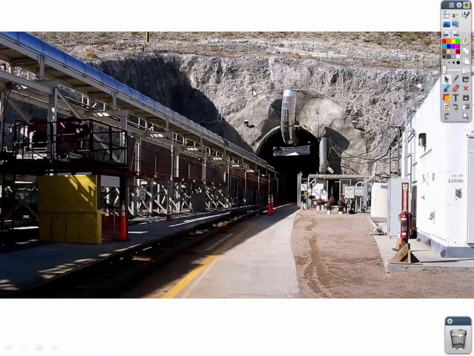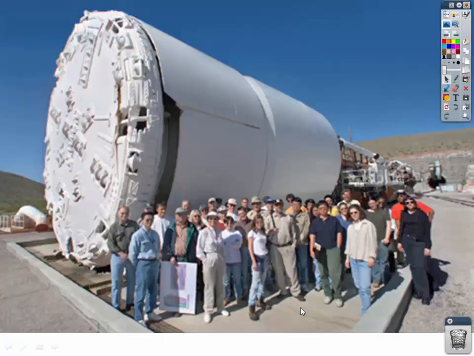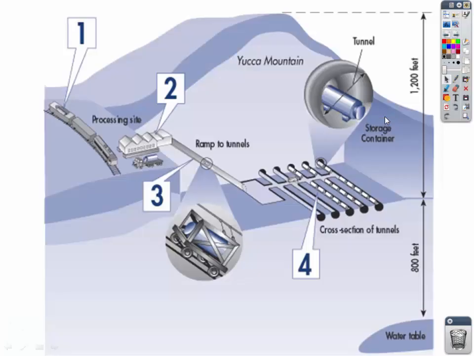So right now we have Yucca Mountain, which is a tunnel facility, and here's the entrance to Yucca Mountain, and what you're looking at is like a conveyor belt where these little train cars will take the waste into the tunnel and take it down into the storage facility. So here's the drill bit. You can see it's a big one to drill the tunnels.